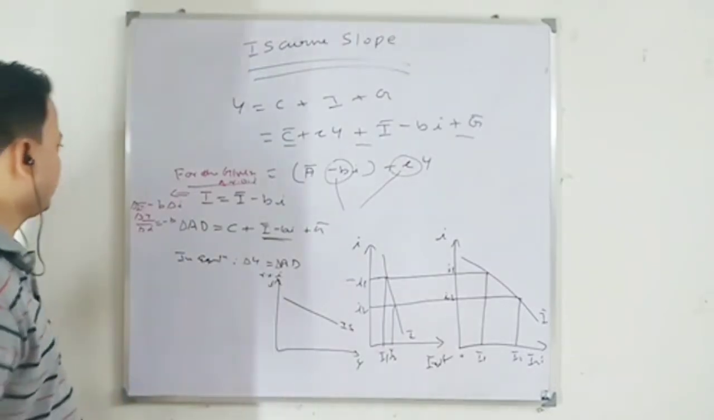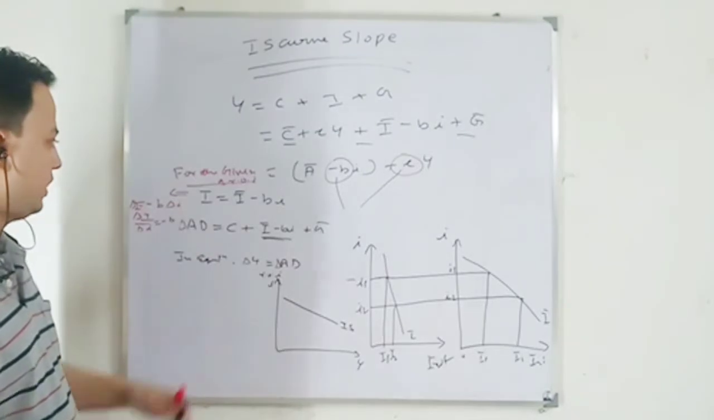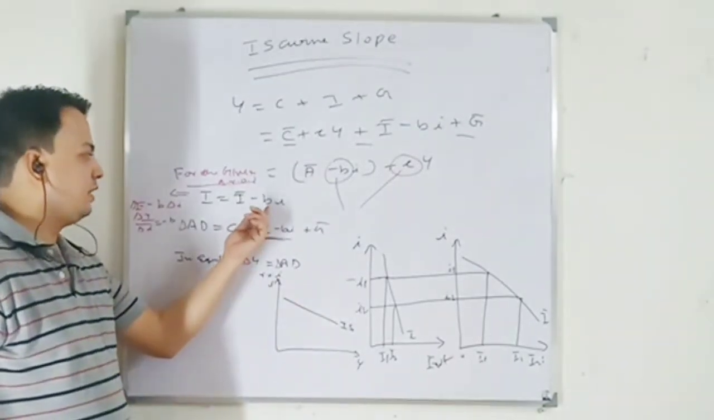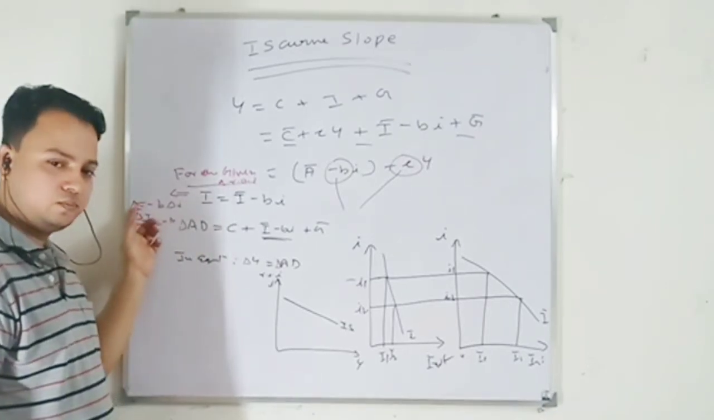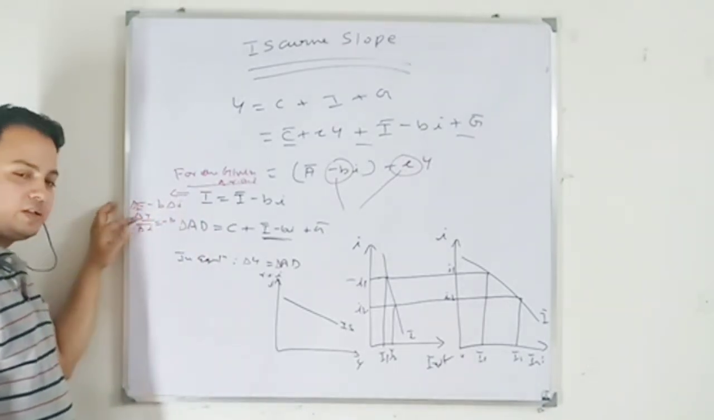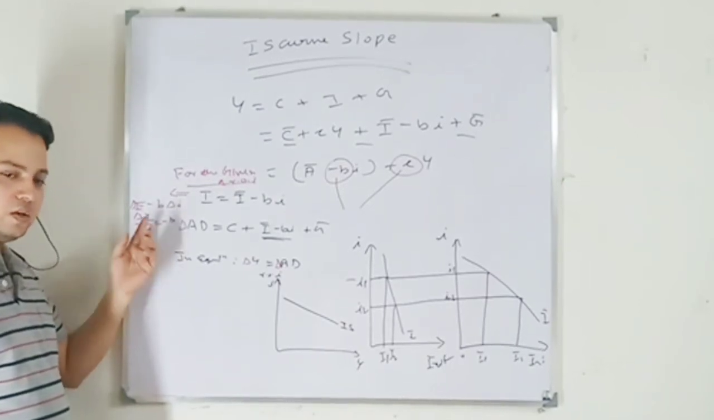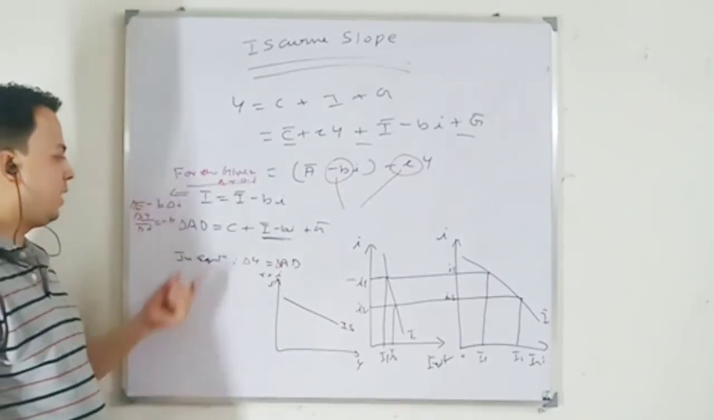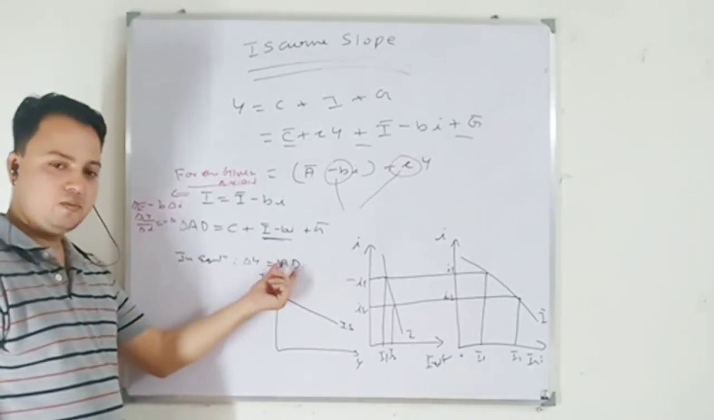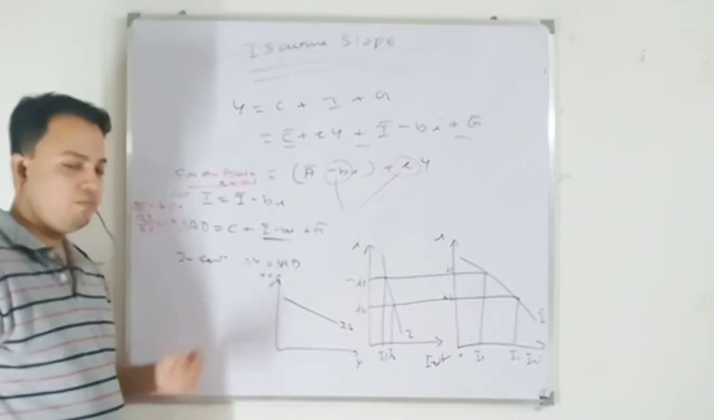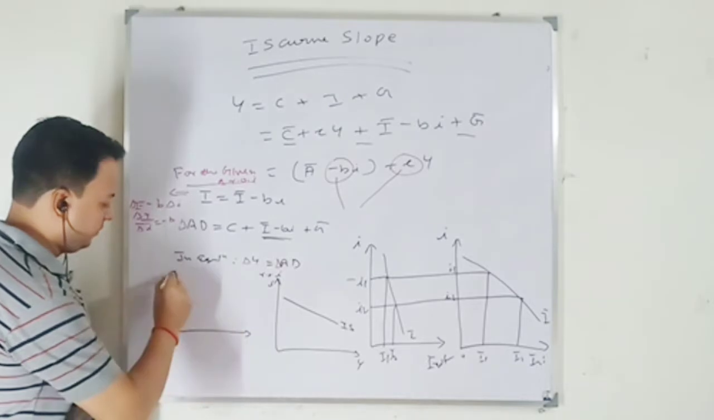Second part, same argument. You can use the other way. When responsiveness is less, change in investment will be less. That means the response of investment due to change in rate of interest will be less. What will happen? My change in aggregate demand will be less. When my change in aggregate demand is less for the given change in rate of interest, then my change in output will be less. So I will get a steeper IS curve.